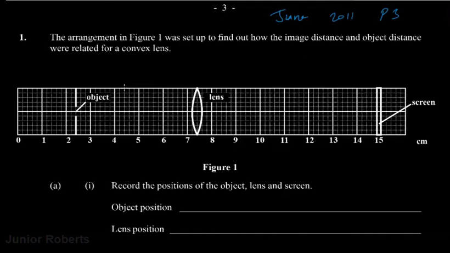So let's look at this now. It says that the arrangement in figure 1 was set up to find out how image distance and object distance were related for a convex lens. You can see that we have our setup right here, and we have what looks like a grid paper with some measurements in centimeters, and we have the object at a certain position, a lens at a certain position, and a screen at a certain position.